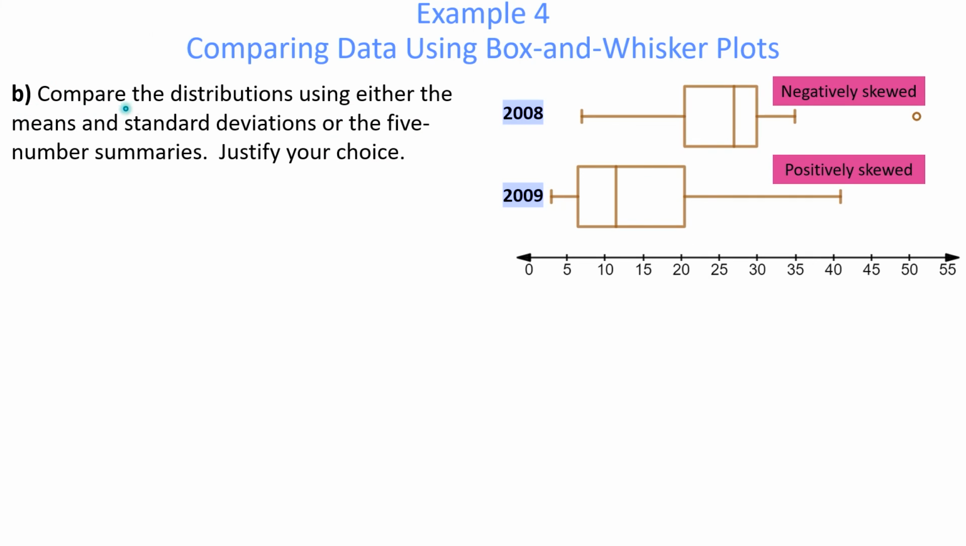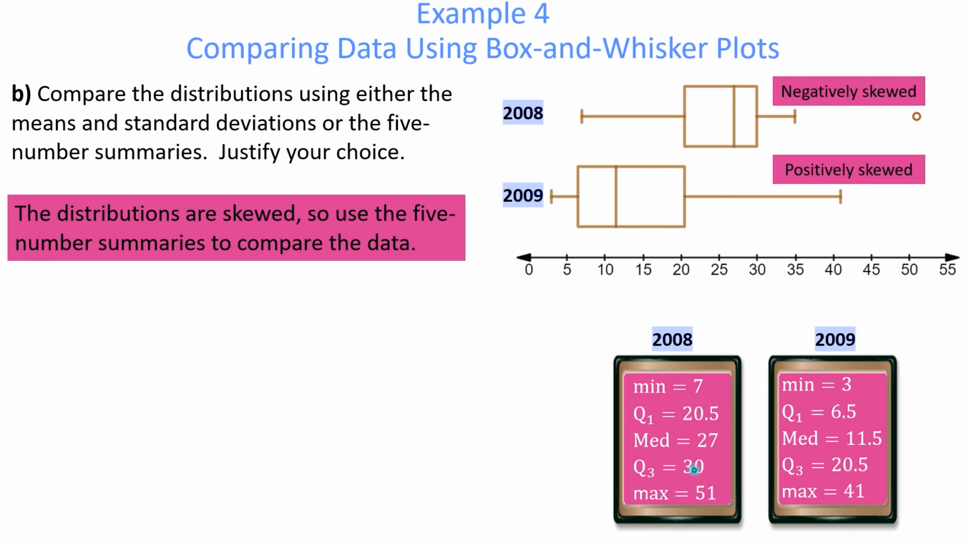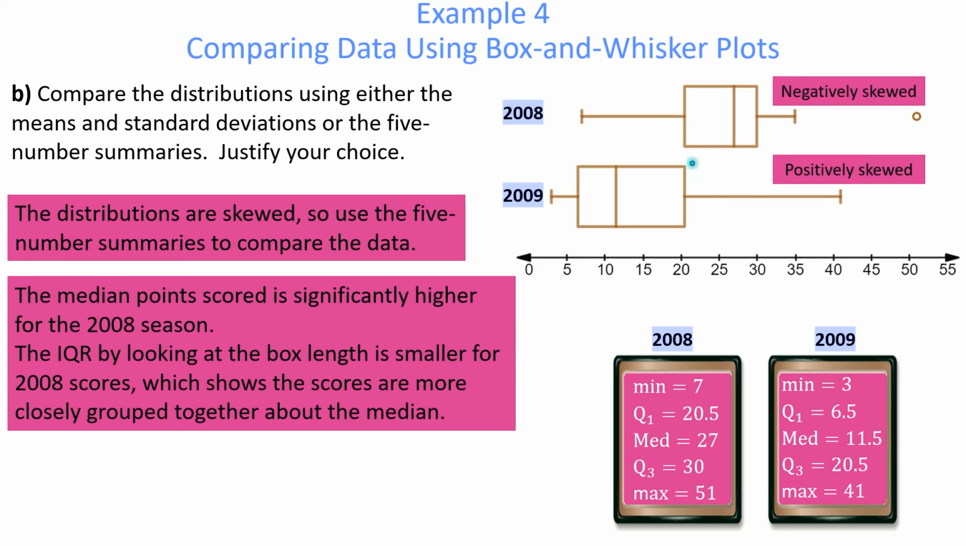Part B. Compare the distributions using either the means and standard deviations or the 5 number summaries. Justify your choice. Now these are skewed distributions, so we'll use the 5 number summaries to compare the data, which we have over here. Now if we compare the median points scored, we can see for 2008 it was significantly higher. Then if we look at the interquartile range, which is essentially the box length that we have here, the interquartile range for 2008 is smaller, so this shows the scores are more closely grouped together about the median.